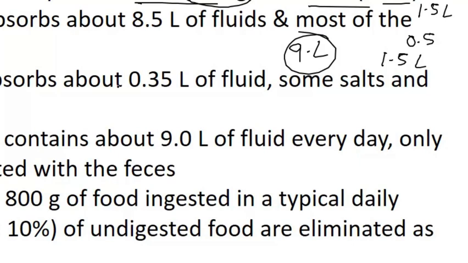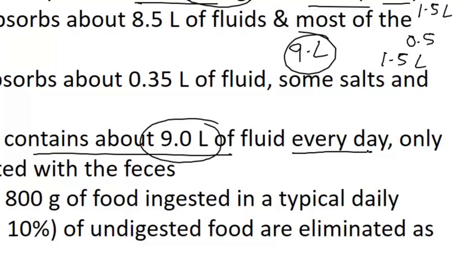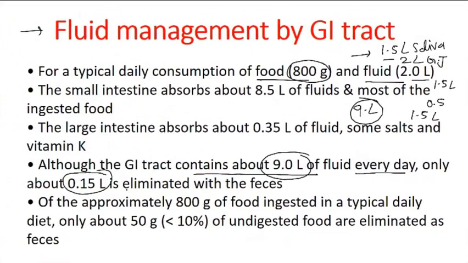So the gastrointestinal tract handles about 9 liters of fluid every single day, and only about 0.15 liter is eliminated with the feces. So most of it is required for the conversion of the food that we take, which we ultimately absorb in our body, and which is very, very remarkable, and that helps us understand how remarkable our digestive system really is.